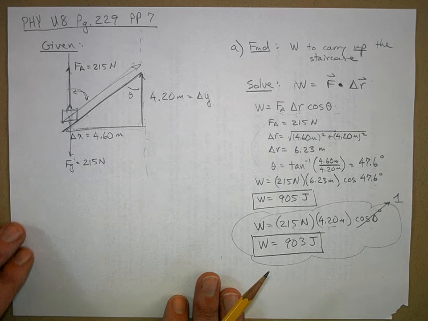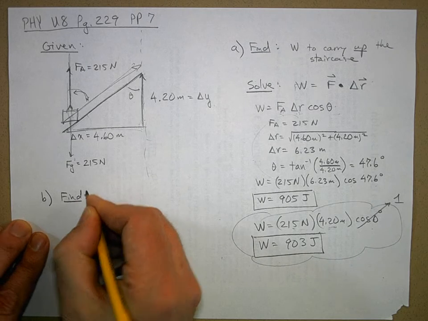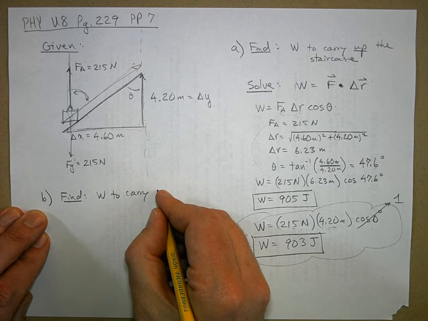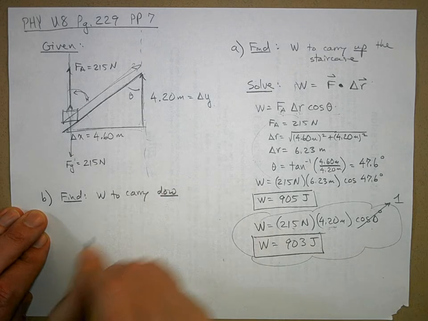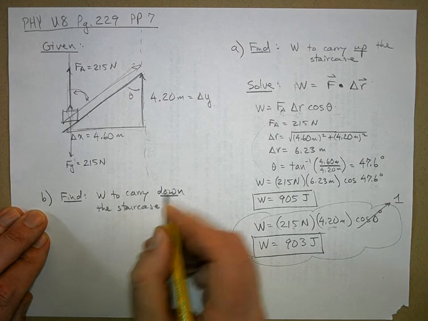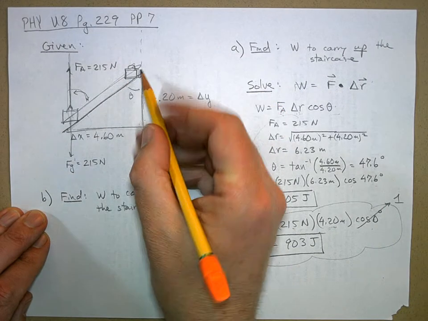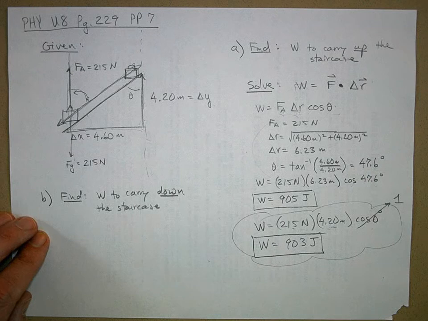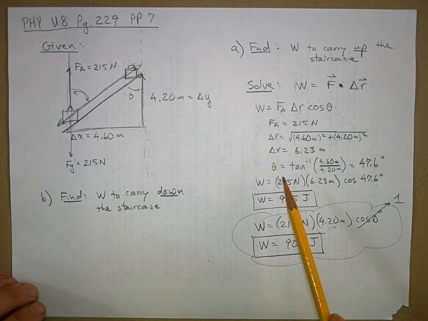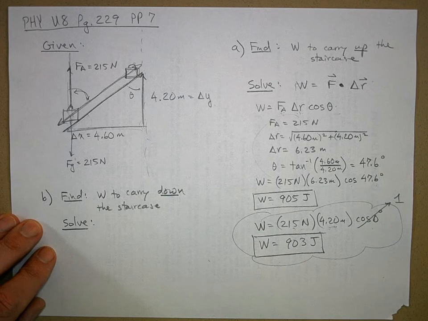Okay, now let's do part B. There the task is to find the work to carry the suitcase down the staircase. So in this one, the suitcase is up here, and we're going down this way. Well, we could go through all of this again. And I want to show you that it actually works.